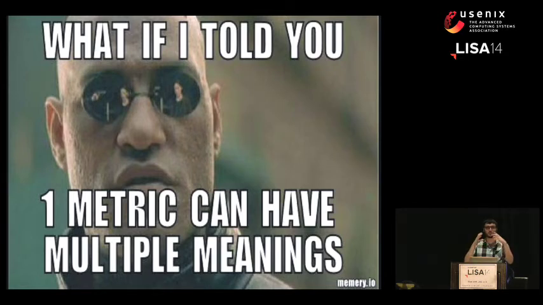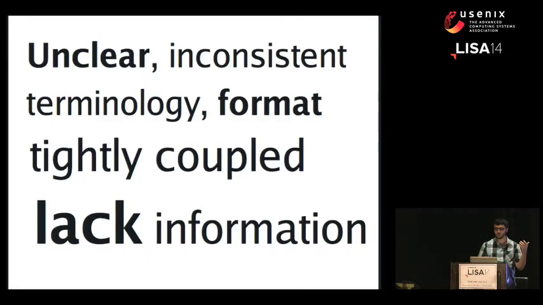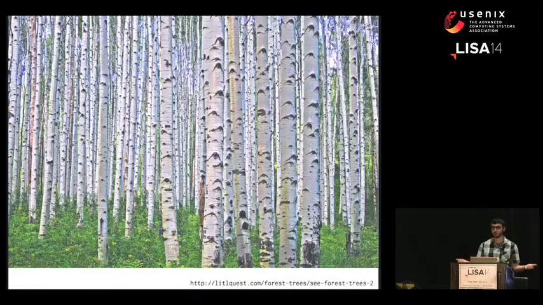Even worse, some agents like collectd have an option called store rates, for example, that actually changes your data, but this change is not reflected in the actual metric identifier. So if you just know the metric, without looking at the configuration of your agent, you actually still don't know what it means. So metrics have an unclear and inconsistent terminology and format. They're very tightly coupled to where they're coming from, and they lack a lot of information that I need. And of course, the more metrics you have, the more this becomes a problem.